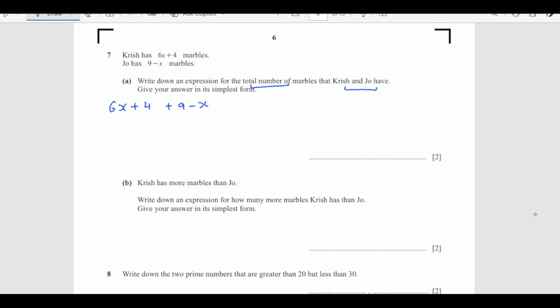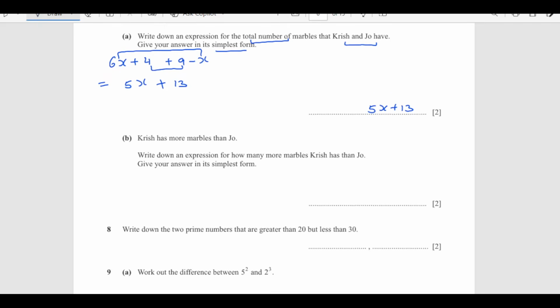So now next line, read all the instructions carefully, give your answer in its simplest form, meaning we are going to simplify. So 6x minus x is 5x, 9 plus 4 it is 13. So final answer is 5x plus 13.